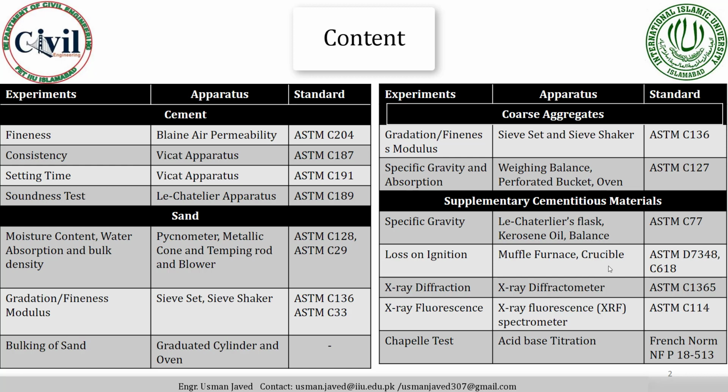So we have to find the loss on ignition value in order to specify whether our material is pozzolanic or not based on its chemical characteristics. Then we'll discuss X-ray diffraction, which is about the microscopic crystallographic property of a supplementary cementitious material, which is very important to characterize whether the material is amorphous or crystalline, based on its reactivity or inertness.